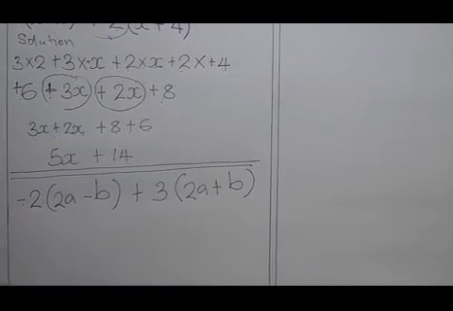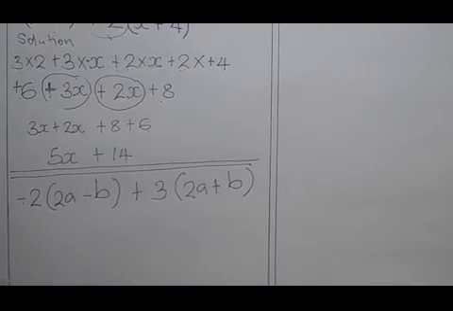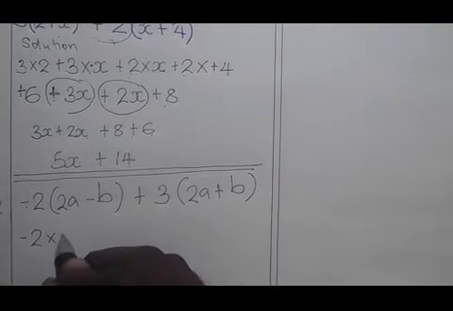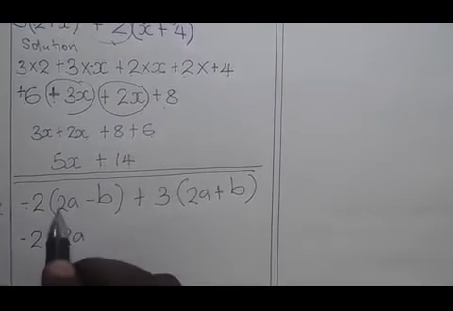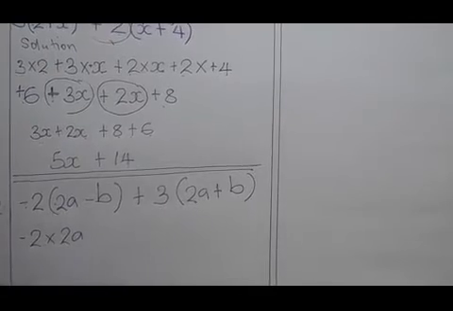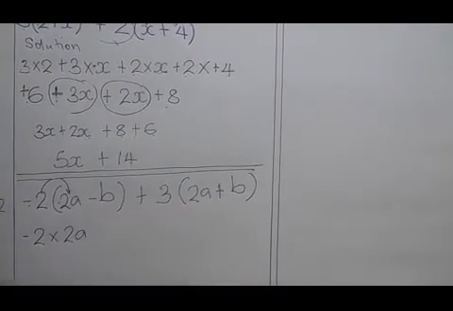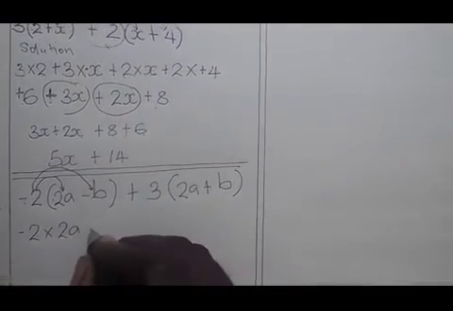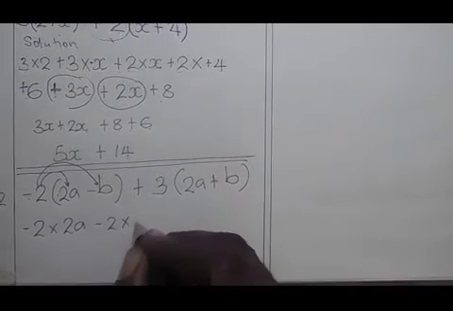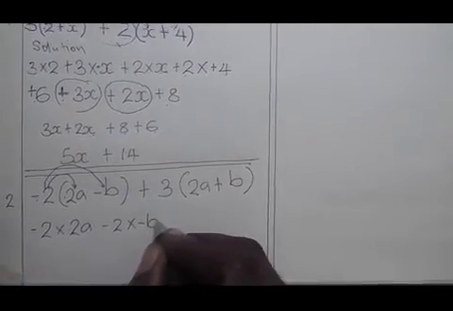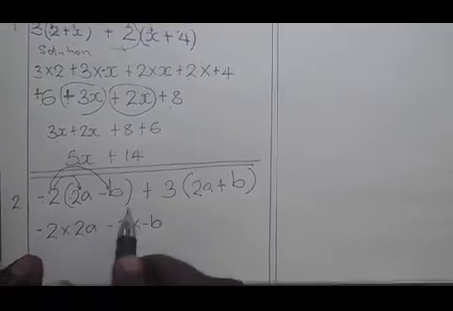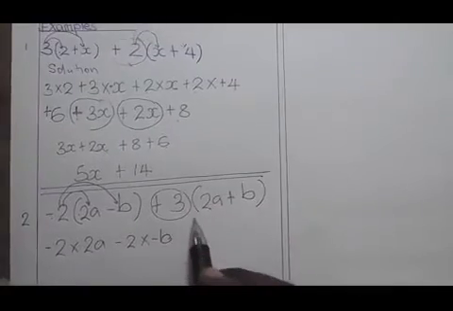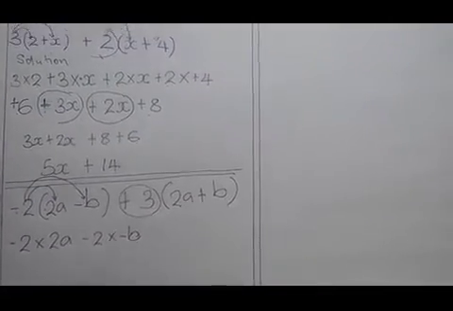Each term must be multiplied by the number outside. So this is negative 2 times 2a. 2a does not have any sign, which means it is a positive number. So we're also getting negative 2 times the second term inside, negative 2 times negative b. Now we have finished this bracket. We come to the second bracket. It is a positive 3 being multiplied by each term inside the brackets.